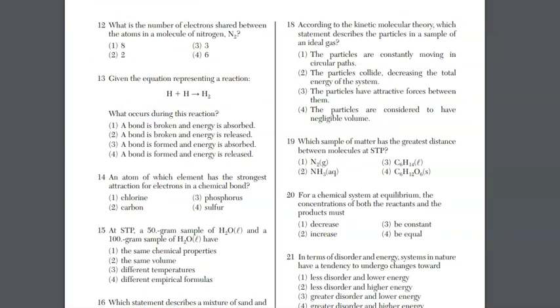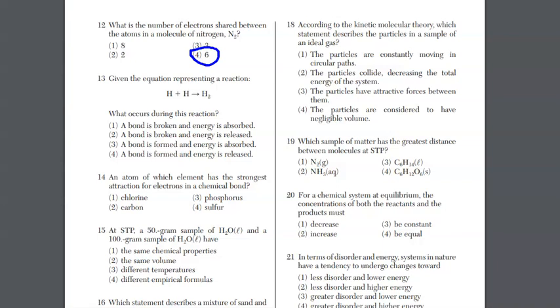Let's check out question 12. What is the number of electrons shared between atoms in a molecule of nitrogen, better known as N2? In N2, the attraction is a triple bond, and that is because nitrogen as an atom has 5 outermost or valence electrons, and it wants to get to the magic number of 8. It forms 3 bonds, but remember, when you're dealing with non-metals, and they're sharing, each bond is 2 electrons. 2 times 3 is 6.